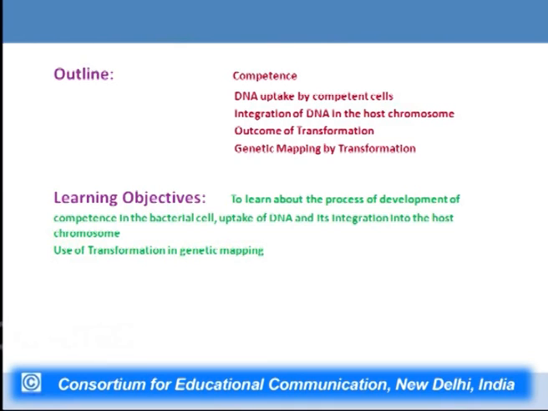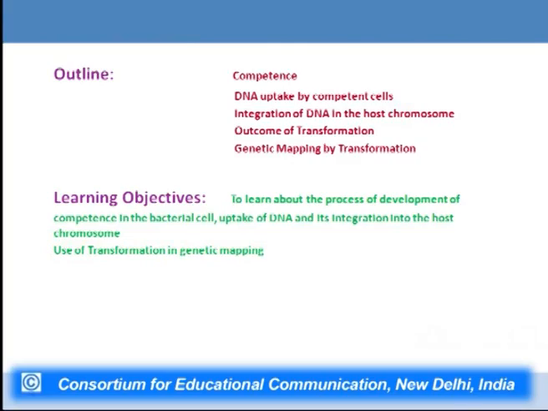Also, I will be discussing how DNA is uptaken by the competent cells, what is the molecular mechanism behind that, and how there is integration of DNA in the host chromosome after the DNA is uptaken by the cell. And then I will be discussing what is the outcome of transformation, how exactly the transformation changes the bacterial species, what changes it brings about, and how this particular mechanism of genetic recombination can be used for genetic mapping, how it can be used for assigning specific genes to specific regions of the chromosome of the donor DNA or of the plasmid of the donor DNA.